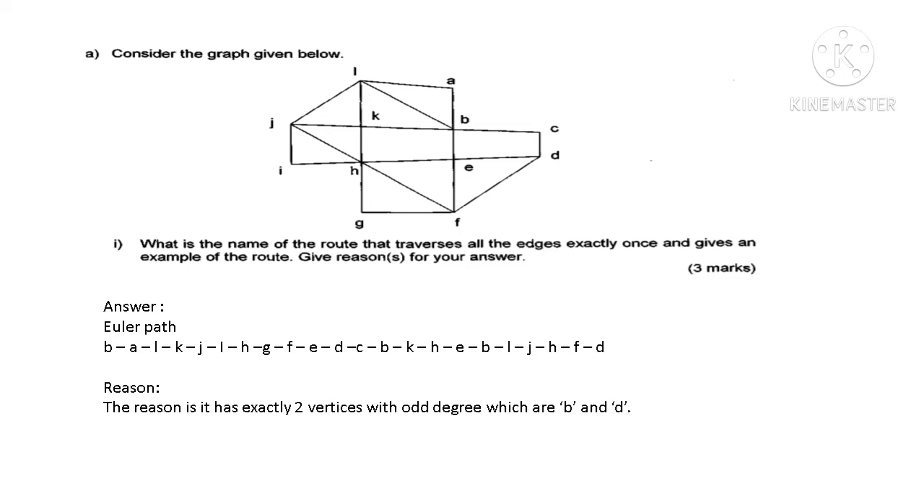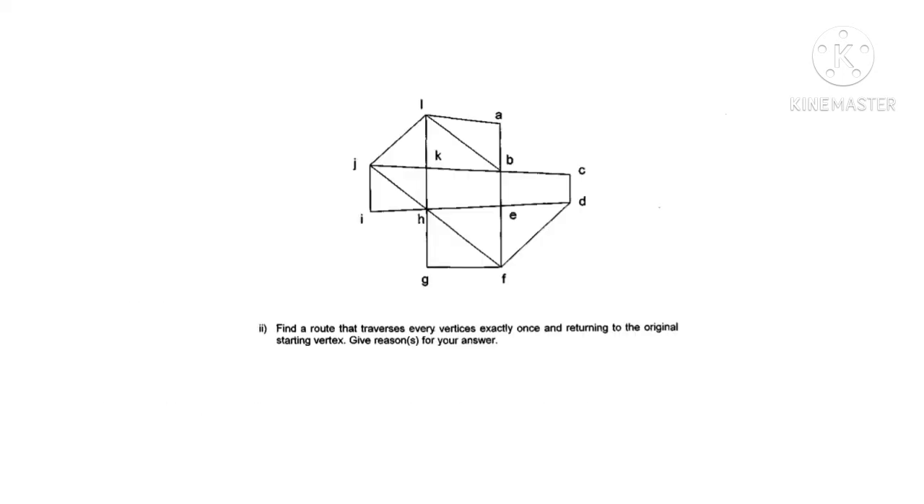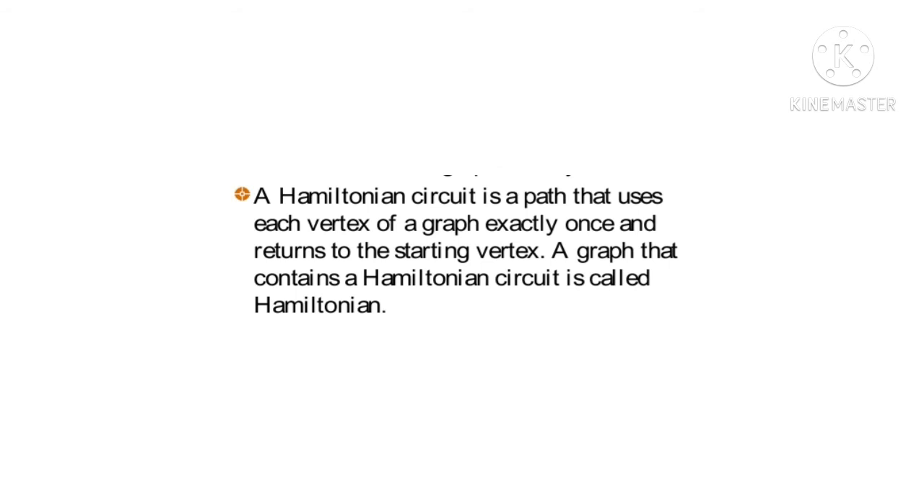So the next question is question number 2. Find a route that traverses every vertex exactly once and returns to the original starting vertex. Give reasons for your answer. Based on the question, we know that it is referring to a Hamiltonian circuit. So what is a Hamiltonian circuit? A Hamiltonian circuit is a path that uses each vertex of a graph exactly once and returns to the starting vertex. A graph that contains a Hamiltonian circuit is called Hamiltonian.